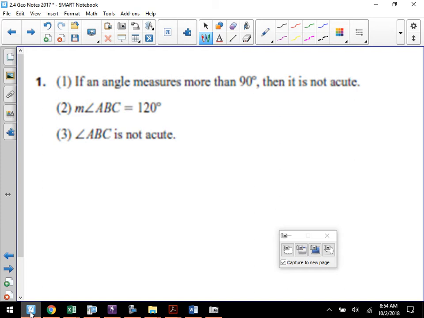It's detachment, isn't it? It doesn't have that repetitiveness like syllogism does. Is the first part of the statement true? Yeah, ABC is greater than 90. Therefore, the second part has to be true: ABC is not acute. That's how that works. It's super quick as you go through it. Right? Super quick.